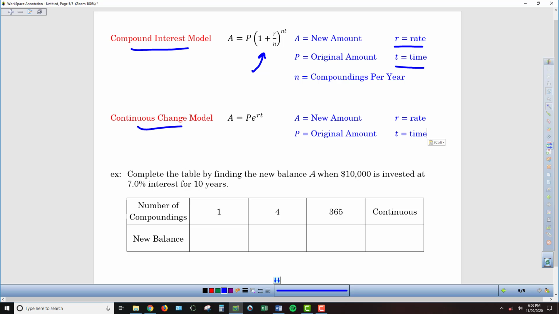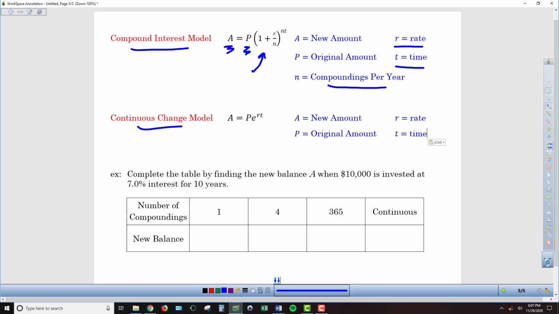And this will almost always be in years for us. It basically is tied to whatever the rate of growth is. And then the other variables in the problem, A is going to be whatever our new amount is, so what we're going to end up with after applying this growth rate for whatever amount of time. P is our starting amount, so whatever our initial population is, or our initial investment is. And then n in this equation is the number of compoundings per year, meaning how many times per year are we recalculating what our new amount is.